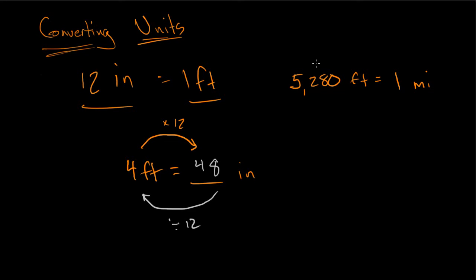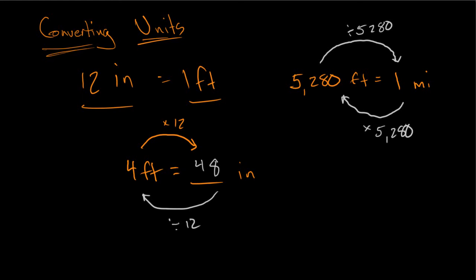If I wanted to convert from feet to miles, I can think about how to convert from 5,280 to 1. Since 1 is much smaller than 5,280, I must be dividing. And if I divide 5,280 by itself, I get 1. Well, that also tells me how to convert from miles to feet. Instead of dividing here, I'd multiply by 5,280.